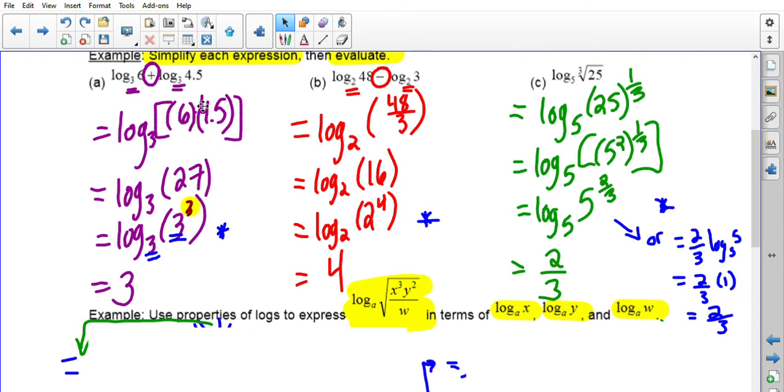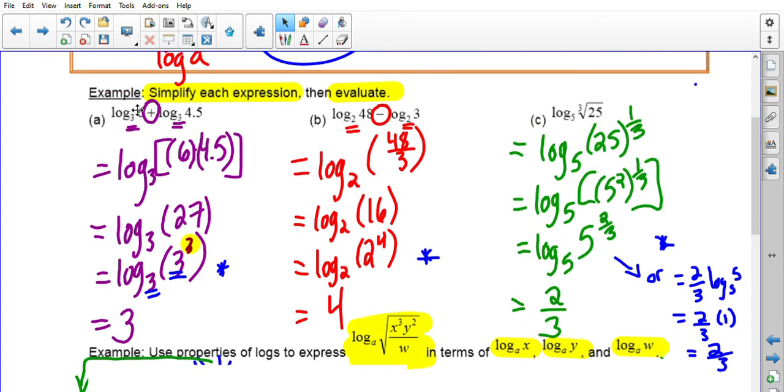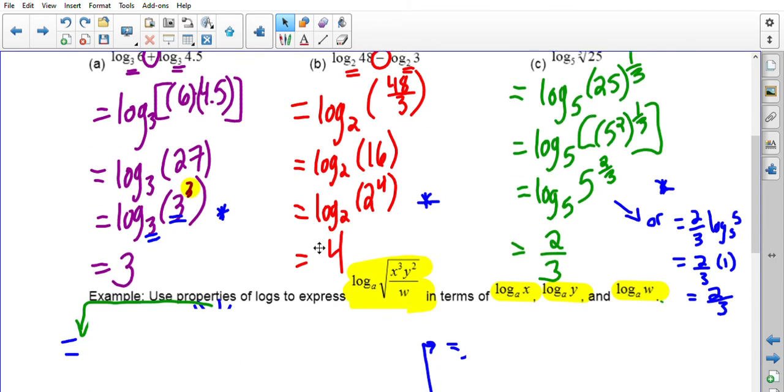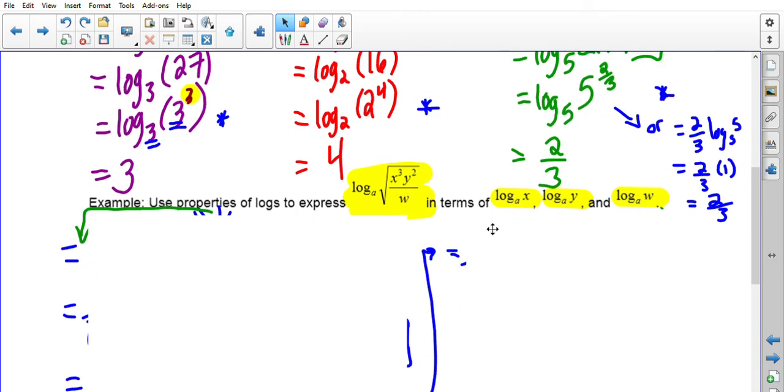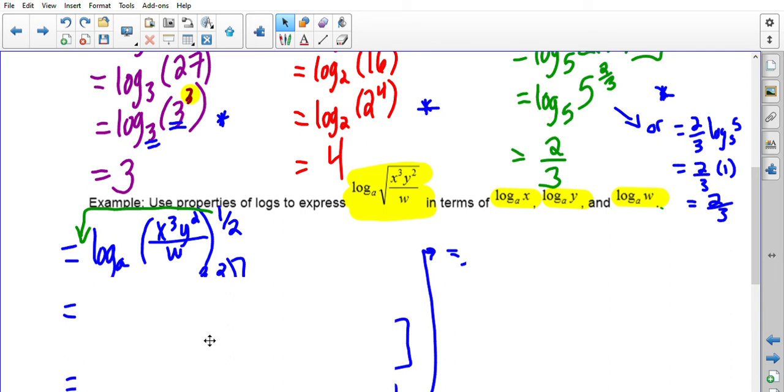So you can see in these examples here, I went from the separated pieces to the combined piece. And now we're going to go in the opposite direction for this question. We have the combined, we're going to go to separated. So the first thing I want to do is get rid of that radical, okay? So I want to rewrite the argument, which is x cubed y squared over w all to the power of 1/2, okay? So getting rid of that square root.